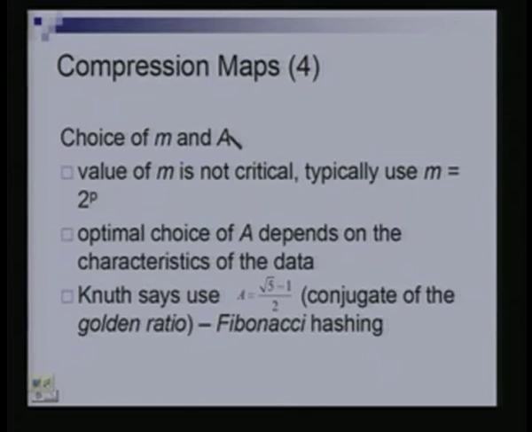There is some evidence that if you use, let us say, a as something like root 5 minus 1 by 2, then it turns out to be good. This is called Fibonacci hashing. Now, much of this is experimental without significant theory behind it. So you might want to read up more about hash functions. There is a nice book by Donald Knuth on sorting and searching, which covers hash functions in more detail.